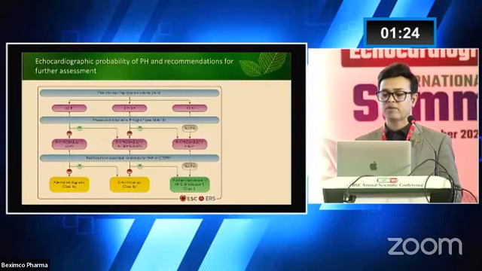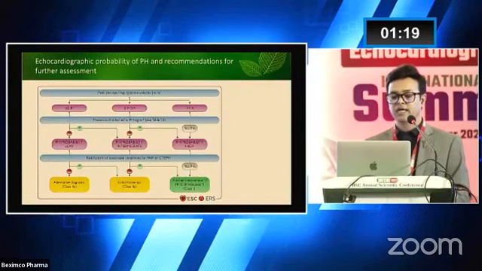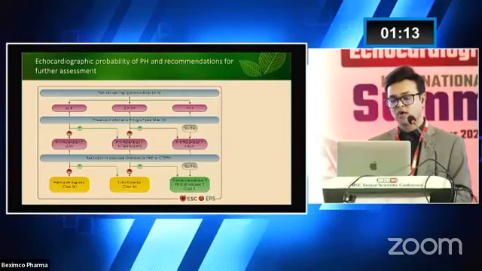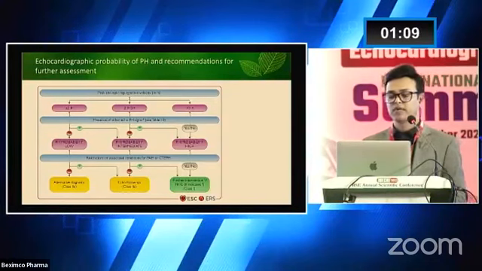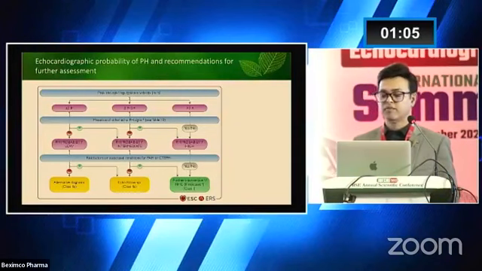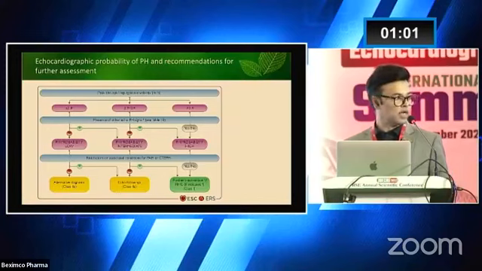Echocardiographic probability of pulmonary hypertension and recommendation for further assessment: if peak tricuspid regurgitation velocity is less than 2.8, PH probability is low, look for an alternative diagnosis. If 2.9 to 3.4, PH probability is intermediate, so echo follow-up. And if it is more than 3.4, PH probability is high, and further intervention or right heart catheterization.